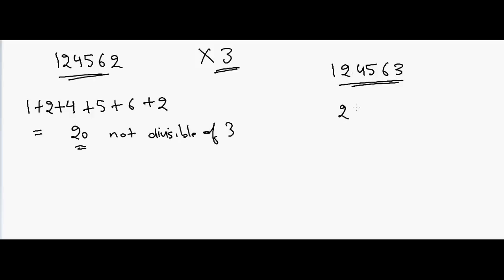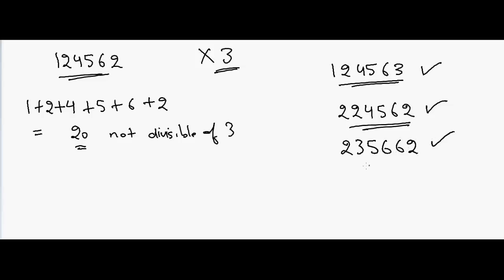We can say 2 2 4 5 6 2, that should also be divisible by 3. Or we can say 2 and increase 1 in each of these 3 and say 3 5 6 6 2. This should also be divisible by 3. So what I'm doing is I'm making a modification by just changing the number enough so that the sum will remain divisible by 3. So in that case the whole number should be divisible by 3. So that's how this trick works.